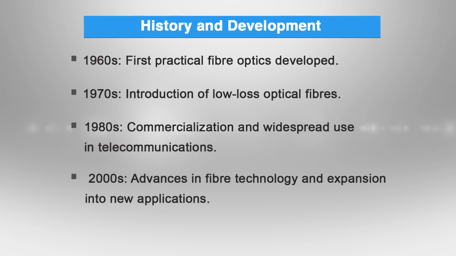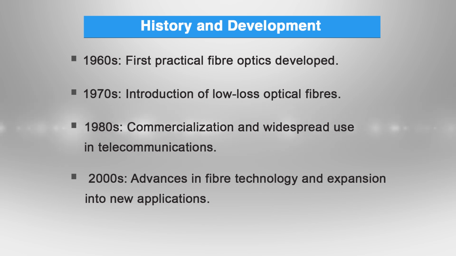History and evolution of optical fiber. Starting with the conceptual beginning, the idea of using light for communication traces back to the late 19th century with early experiments in guiding light through bent glass rods. First optical fiber: in 1970, Corning Glass Works produced the first optical fiber with a loss of 20 dB per kilometer, which was a significant improvement over earlier attempts.